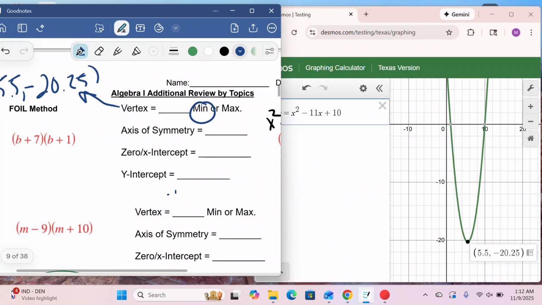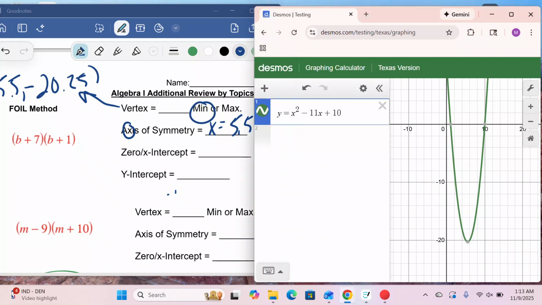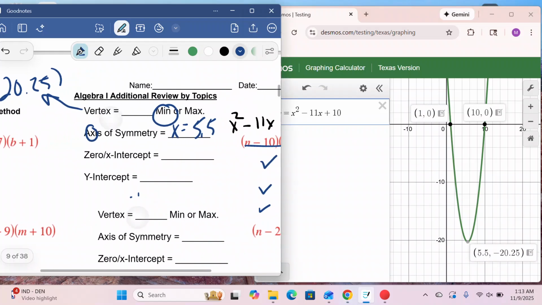So how do I find my axis of symmetry? My axis of symmetry is x equals, what is my x value for my vertex? It is 5.5. Do I have 2, 1, or no x-intercepts? I actually have 2. I'm going to take away my vertex. I have my 2 x-intercepts. And I have 1 comma 0, and I have 10 comma 0. So those are my 2 x-intercepts.